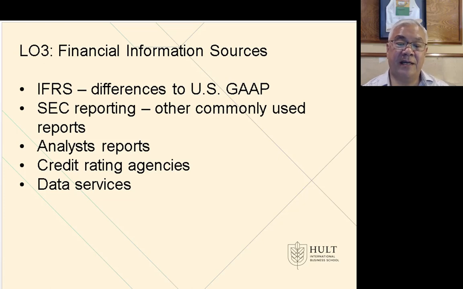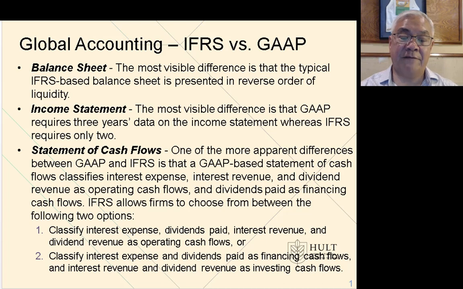Learning objective 3 is financial information sources, and this is useful later on when you're looking at your projects. We're going to look at IFRS, SEC, analysts, credit agencies, and data services. So starting with IFRS. IFRS is International Financial Reporting Standards.